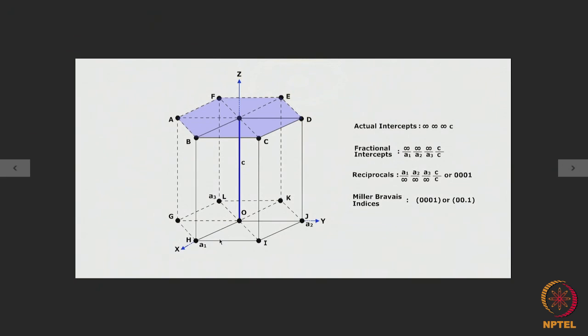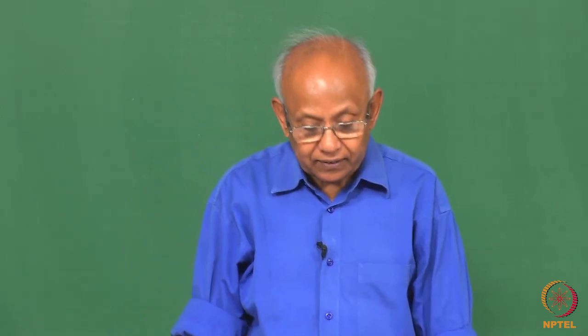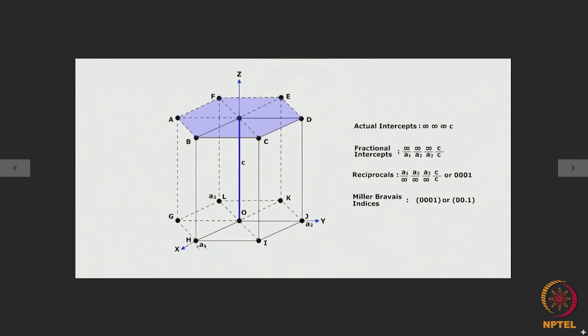Say we want to name the top plane which has been shown by the blue color. Say this is the plane A, B, C, D, E, F. Now, in the hexagonal system, we have a 4 coordinate system. You see here, for example, in this plane, the lattice parameters are a1, a2 and a3, and then we have the c parameter perpendicular to this given plane. So, our job is to find out what are the Miller indices of the top plane. So, what are the actual intercepts made by this plane on these 4 axes?